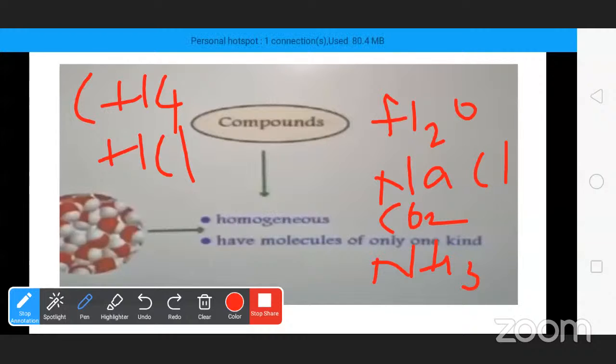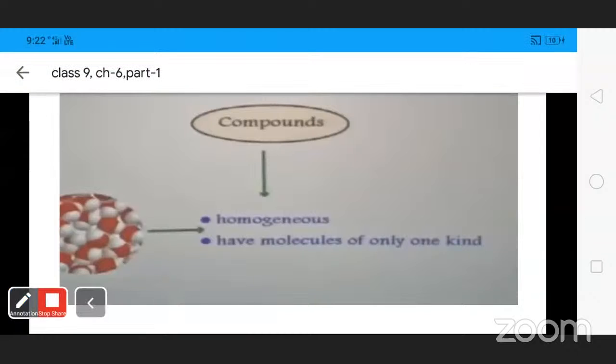Here molecules of only one kind means, for example, CH4 is methane. Always the formula of methane is CH4 only, one carbon atom, 4 hydrogen atoms. So the ratio is fixed. Hydrochloric acid means HCl, always one hydrogen, one chlorine. Ammonia means one nitrogen, 3 hydrogen atoms. Here the ratio is always fixed. So that's why these are homogeneous and have only one kind of particles. So we can call them compounds or pure substances.